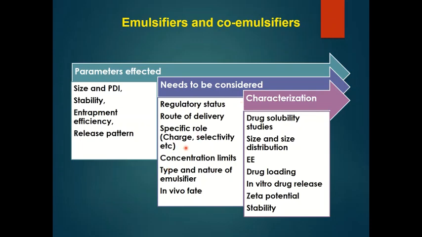And next, specific role: charge, selectivity. Charge means, as I already told, whether these excipients can impart any charge, whether positive or negative. And selectivity means whether these have any targeting ability or any affinity towards a particular tissue, particular organ, particular receptor. All those things we need to see. One example is if you use Trinity, it has permeability across the BBB, blood-brain barrier permeation. So in that case, if you want to deliver to the brain, you go for a Trinity like that.